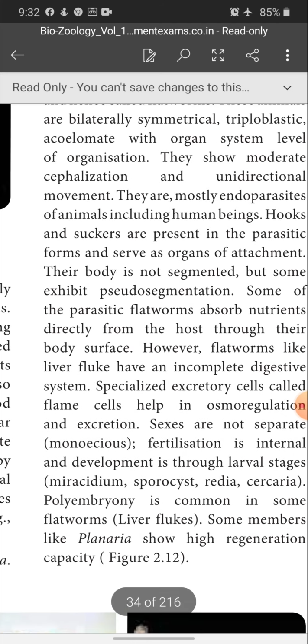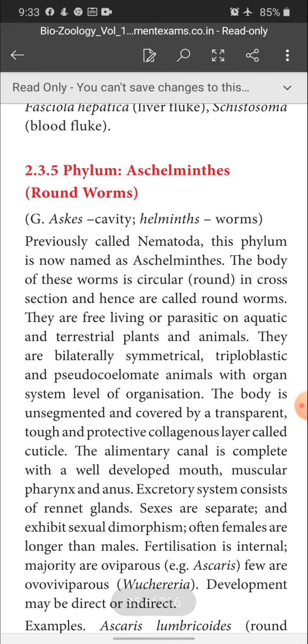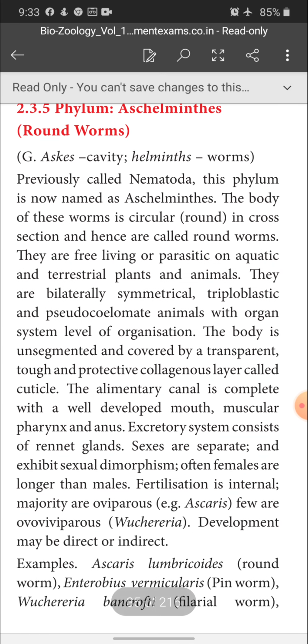Hope you are clear about it. Next we are going to talk about Phylum Aschelminthes, and examples for Phylum Platyhelminthes are given here. Please go through it. And Phylum Aschelminthes is commonly called roundworms. Why? Because it looks like a round and cylindrical structure. That's why the phylum is named Aschelminthes, previously called Nematoda. The Phylum Aschelminthes was previously called Nematoda. This phylum is now named Aschelminthes. The body of this worm is circular in cross section and hence they are called roundworms.